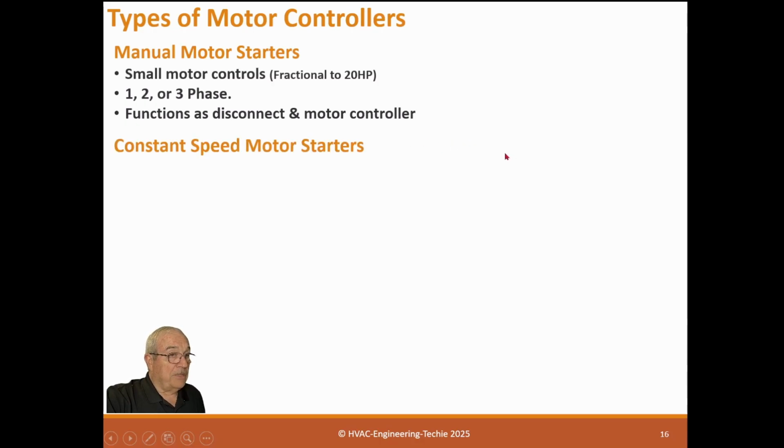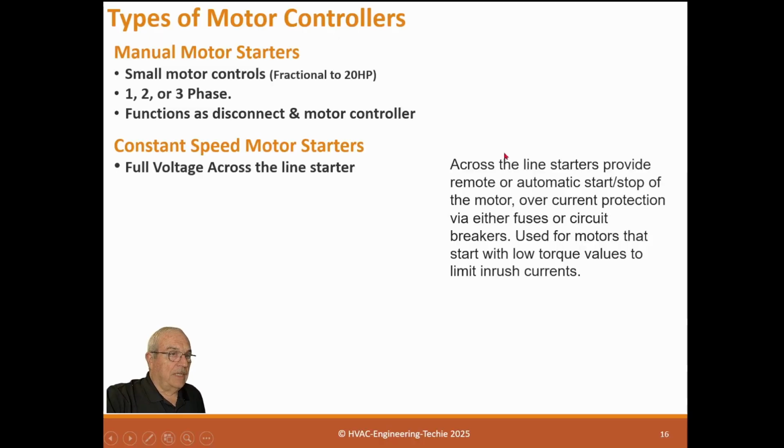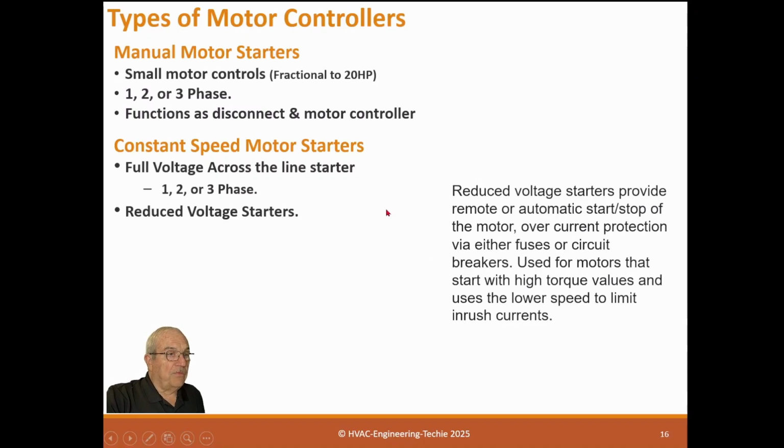So, constant speed motor starters. Full voltage across the line starter. Across the line starters provide remote or automatic start-stop of the motor. Overcurrent protection via either fuses or circuit breakers, used for motors that start with low torque values to limit inrush currents. 1, 2, or 3 phase.